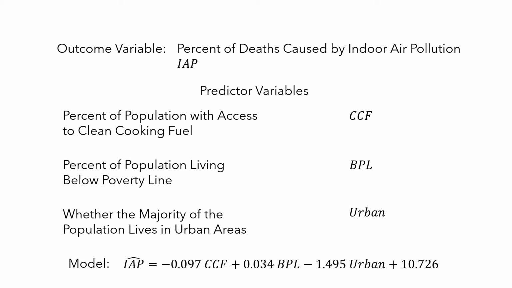This model says to predict the percent of deaths caused by indoor air pollution in a country, you would multiply the percent of the population with access to clean cooking fuel by negative 0.097, then add the percent of the population living below the poverty line multiplied by 0.034, and then subtract 1.495 times the indicator variable of the majority of the population living in urban areas, and then add 10.726. This is an example of a multiple regression model.